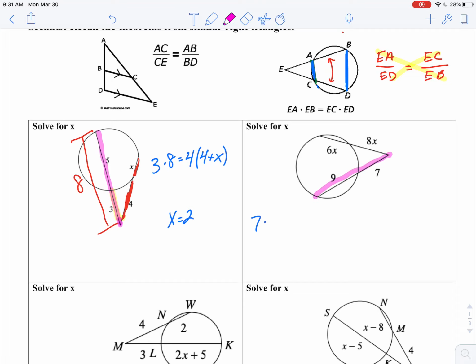So let's try this over here. What's the part outside the circle? 7. And what's the whole segment if I go all the way down? Well, 7 plus 9 is 16. So 7 times 16 equals the part outside the circle, which is 8x. And now what is this whole segment here? What is 8x plus 6x? 8x plus 6x is 14x.